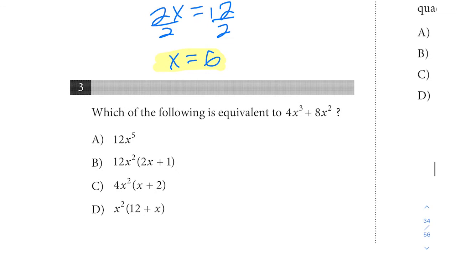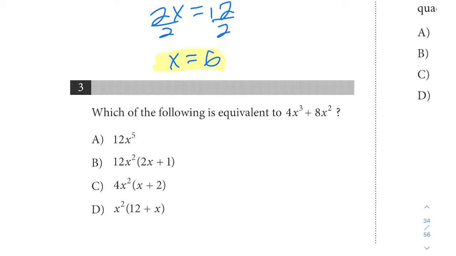All right, let's take a look at number 3. So 3 is going to be a little bit more difficult, but we're going to also look at an opportunity to apply a strategy here. So first, let's look at the traditional math way of doing this. Which of the following is equivalent to 4x cubed plus 8x squared?